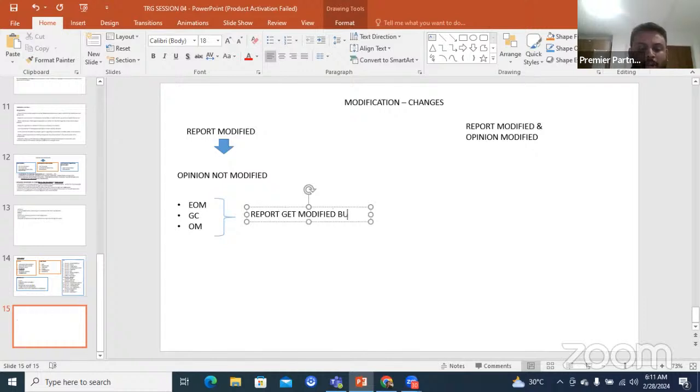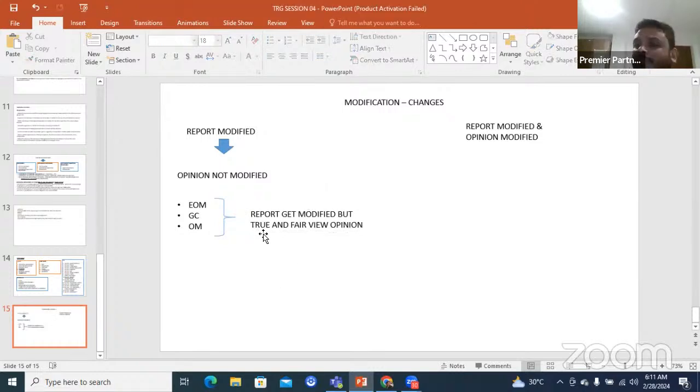But the true and fair view opinion. The opinion is true and fair view, but the report gets modified. What is emphasis of matter paragraph? When all the matters are correctly accounted, when all the matters are correctly disclosed in the financial statements, but still the auditor feels the need to communicate that matter to shareholders. That is emphasis of matter paragraph. Emphasis of matter paragraph means everything is fine.